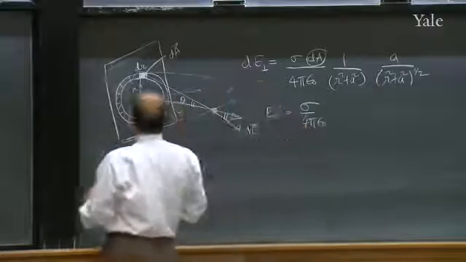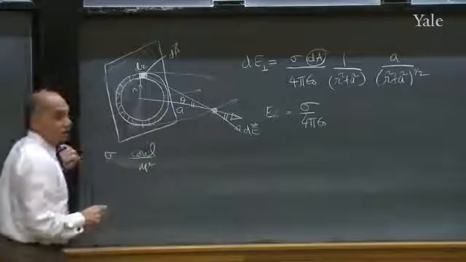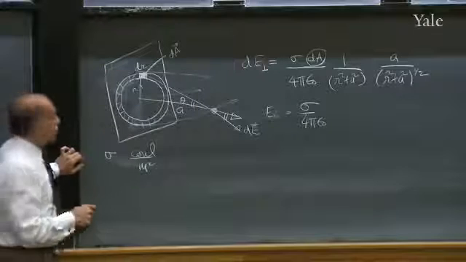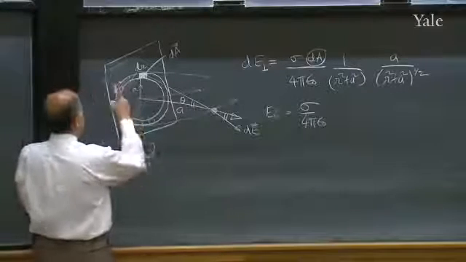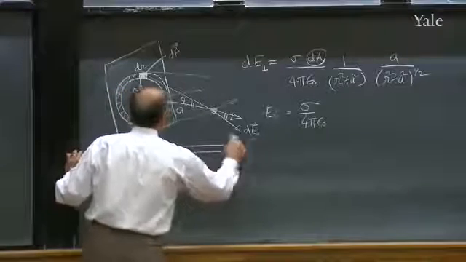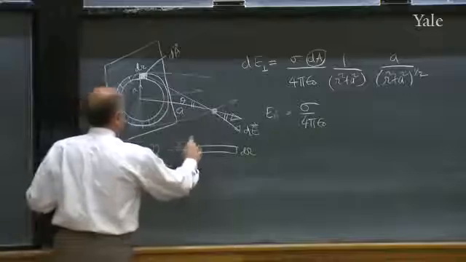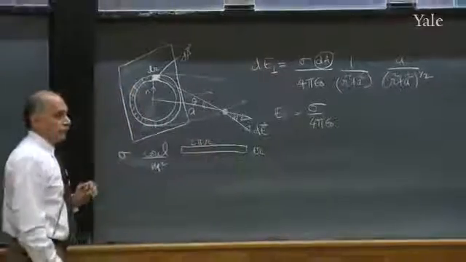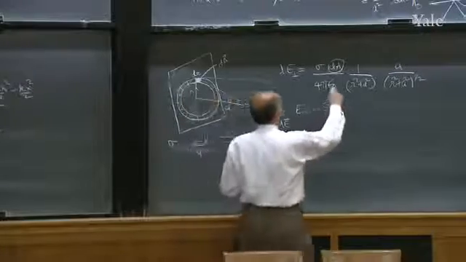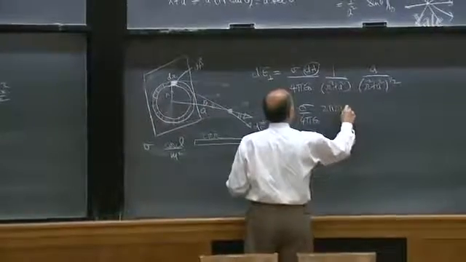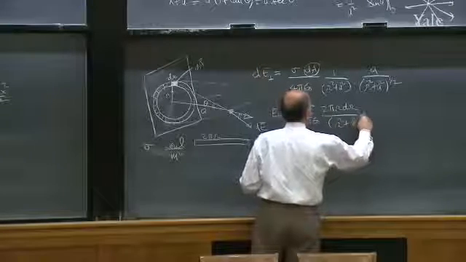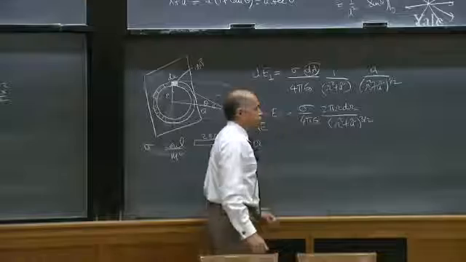Now you've got to ask yourself, what's the area of an annulus of radius r and thickness dr? So take that annulus, take a pair of scissors, and you cut it, and you stretch it out like that. It's going to look like this. This is dr, and this is 2 pi r. So the area of an annulus is just 2 pi r dr. So the sum of all these areas is 2 pi r dr, and then I've got here r squared plus a squared to the 3 over 2.